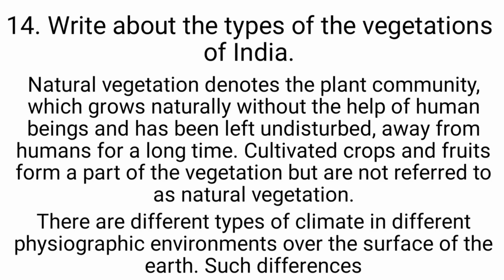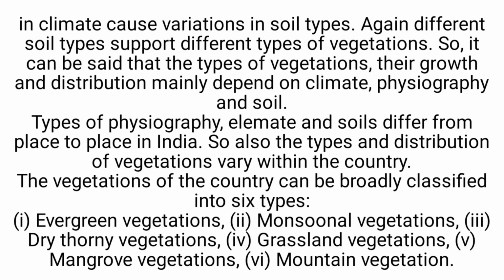There are different types of climate in different physiographic environments over the surface of the earth. Such differences in the climate cause variation in soil type. Again, different soil types support different types of vegetation. So it can be said that the type of vegetation, its growth and distribution mainly depend on climate, physiography and soil. Types of physiographic elements and soil differ from place to place in India. So also the type and distribution of vegetation vary within the country.